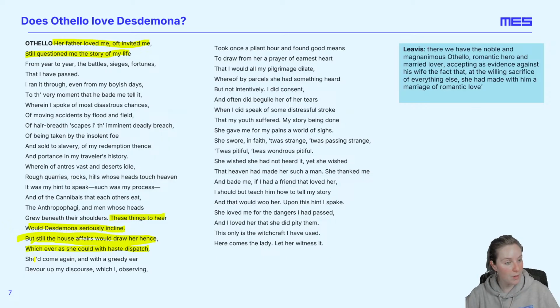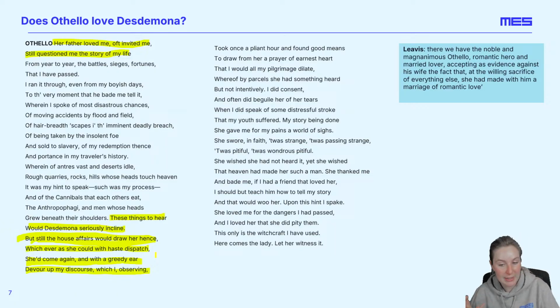And she would try and get all of her chores done quickly and come back and with a greedy ear devour up my discourse. Interesting there that we have that motif of consumption that we've talked about previously in terms of jealousy, and in talking about relationships between men and women. But here we have Desdemona consuming Othello's stories and seemingly wanting more and more. So perhaps in a way a kind of lust, right? A kind of greed, a kind of want Desdemona is exhibiting here. That speaks to perhaps her later transgression, that she is greedy and lustful for Othello.